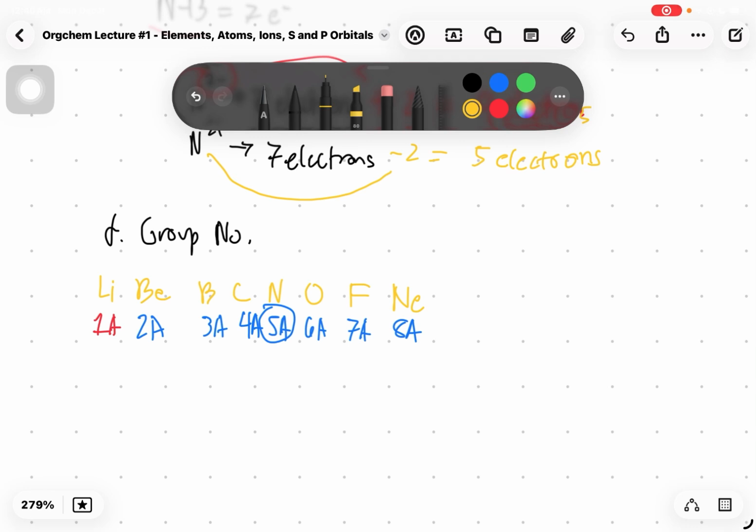Because the identity of an atom is dependent on the number of protons. If it has 7 protons, that's a nitrogen atom. If it has 8 protons, it's going to be an oxygen atom. And if it has 9, that's going to be a fluorine atom. And let's move on to the final question.